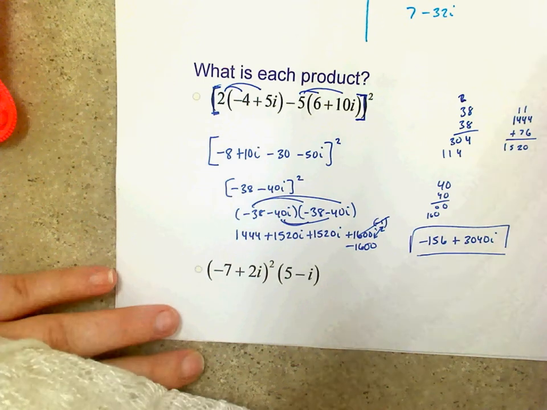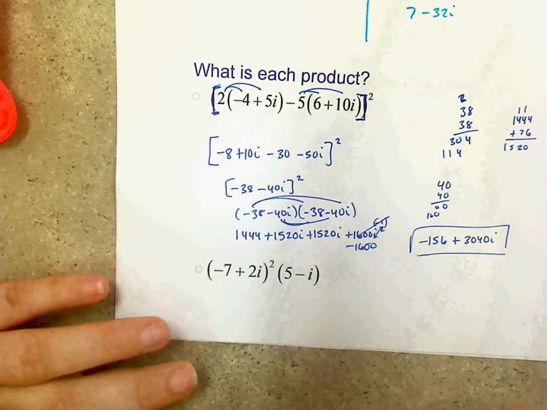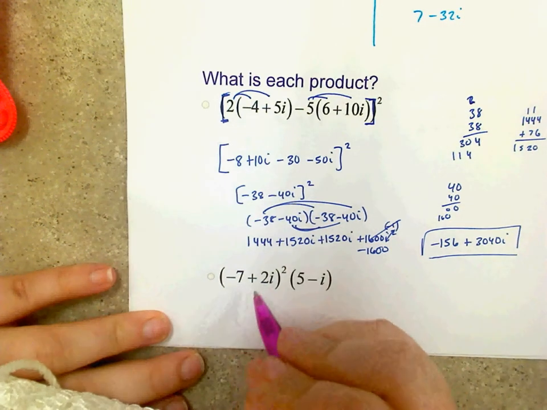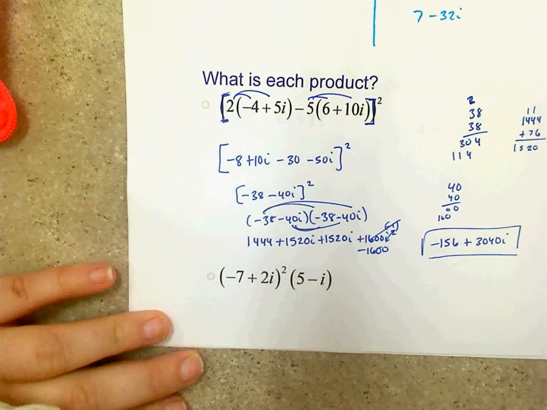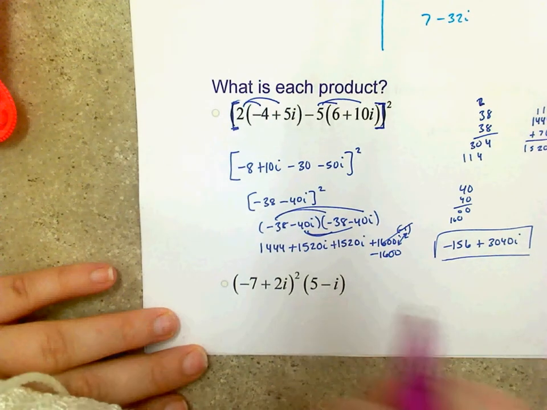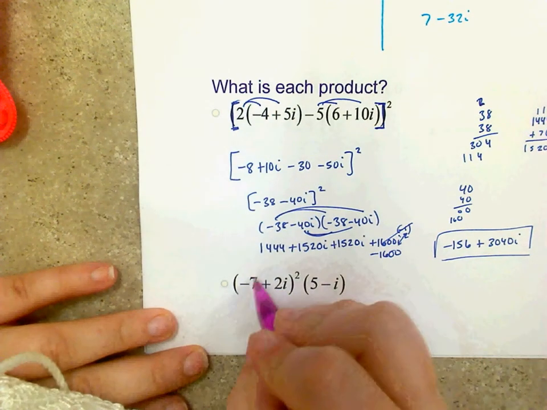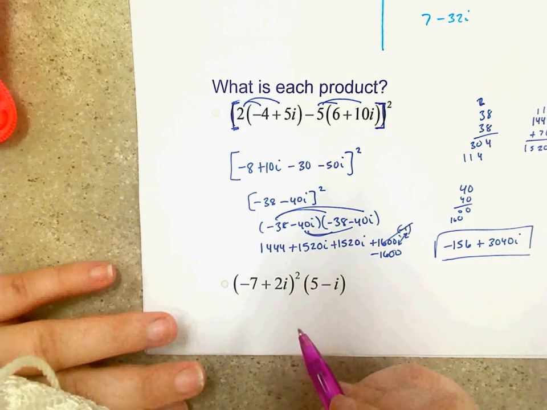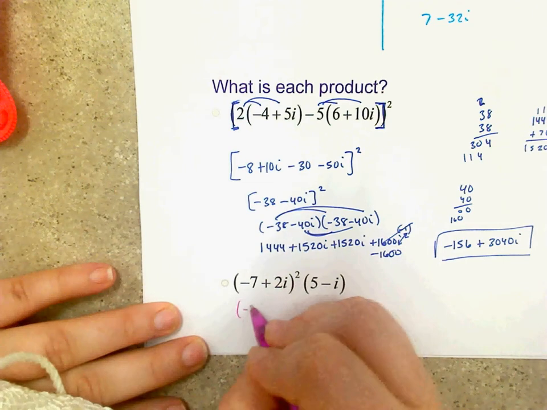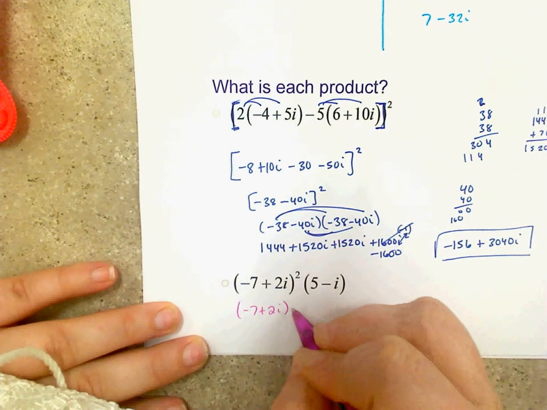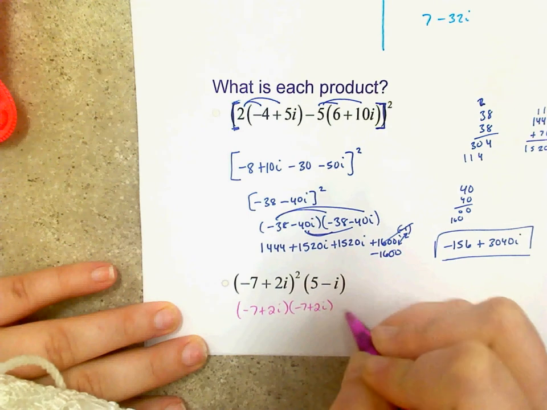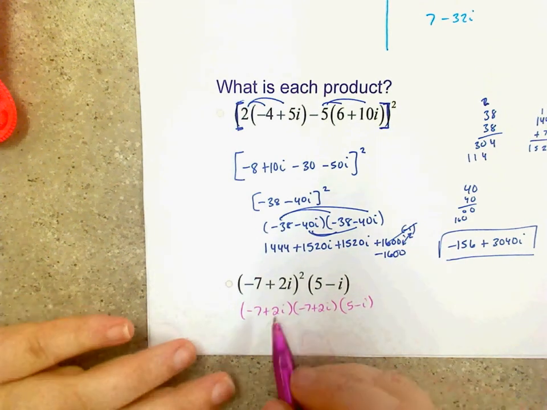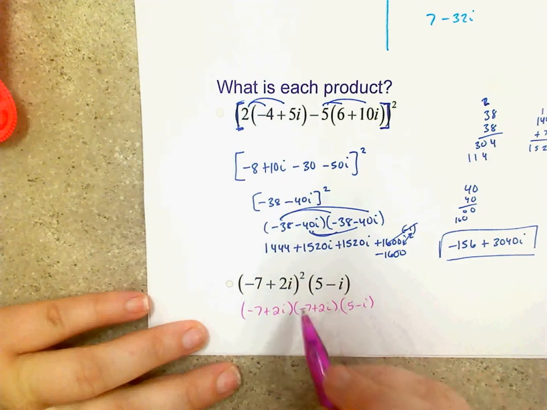Okay, on this one, it says negative 7 plus 2I squared times 5 minus I. One thing you cannot do is just distribute the square. I see a lot of people do that, like, oh, that's a positive 49 and that's 4i squared, so negative 4. That is not how you do that. When you square something, you multiply it times itself. Negative 7 plus 2i times negative 7 plus 2i, and then times 5 minus I. So what we need to do is simplify these two and then multiply by that, or multiply these two and then multiply by that. But I'll just go ahead and do this.